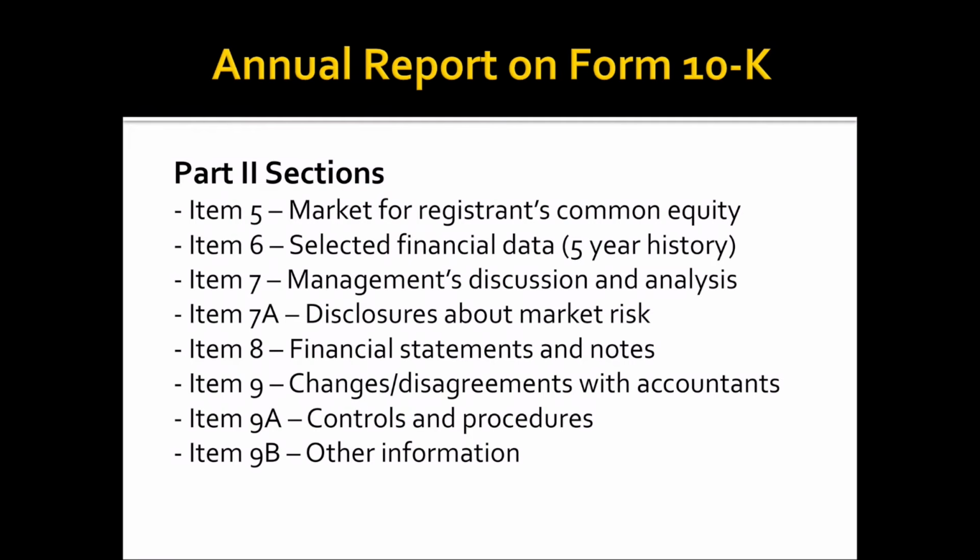Item 5, you have stock information. Item 6, you have selected financial data over the past 5 years. Selected financial data would be your main accounts, so sales, net income, earnings per share, total assets, total liabilities, total stockholders' equity. This type of information is included in item 6. Item 7 would be overview and highlights for that particular year. Item 8 would be your total financial statements, so those are your audited financial statements.